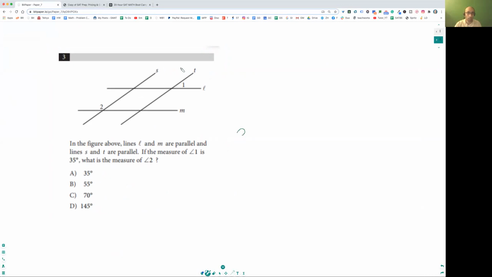All right, this is a super easy problem. Remember, this is 35. So pretty much every angle is going to be 35, and this angle is 35, this angle is 35. Every single obtuse angle is going to be 180 minus 35, which is 145. So every single obtuse angle over here is going to be 145.